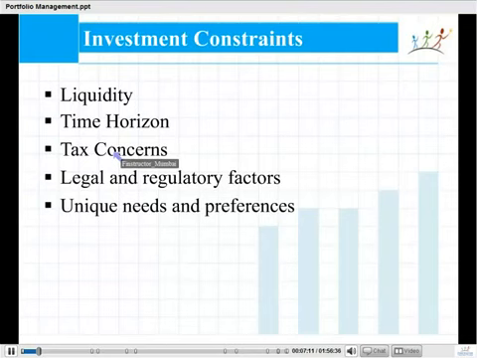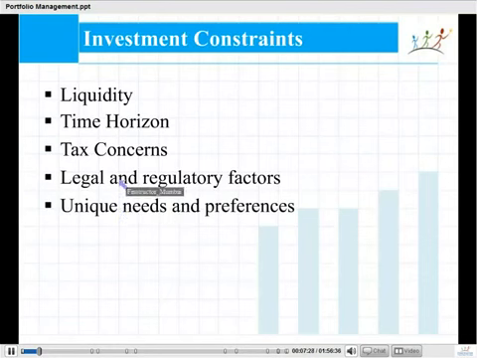Individual investors are normally taxable, so tax concerns are important. You need to minimize the tax liability for your client. Legal and regulatory factors are not very important for individual clients, however they become quite important for institutional clients.